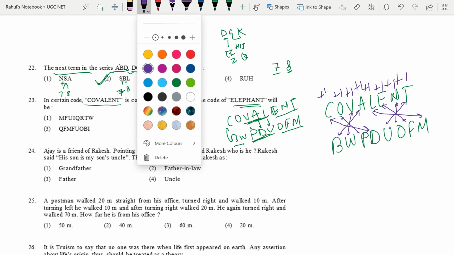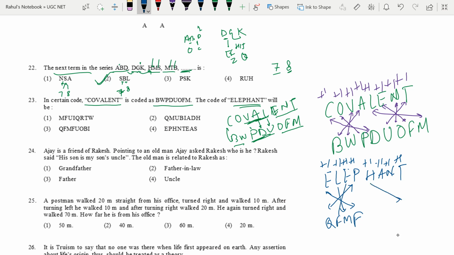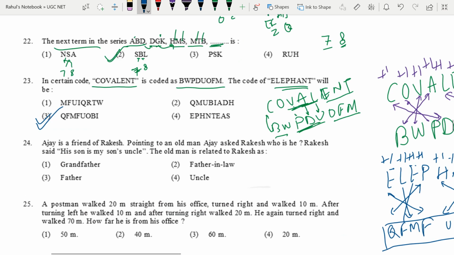Similarly, we need to do this for elephant: E, L, E, P, H, A, N, T. We just need to increase each letter by plus 1. E plus 1 is F, P plus 1 is Q, L plus 1 is M, E plus 1 is F, H plus 1 is I, T plus 1 is U, A plus 1 is B, N plus 1 is O. So Q, F, M, F, U, O, B, I, that is option 3, is the correct answer. I hope it is getting by you. It was also asked once in the GATE exam. Interesting question, somewhat tricky. Just need to analyze, right?